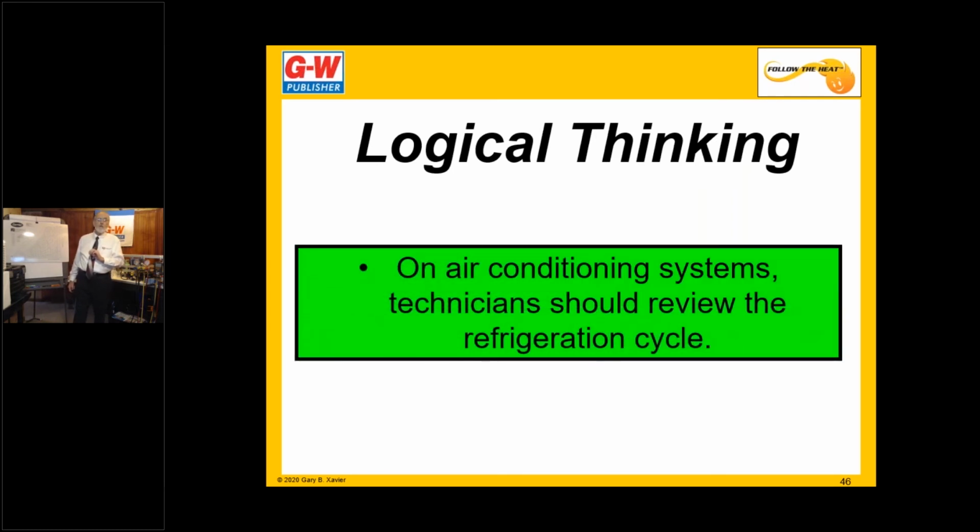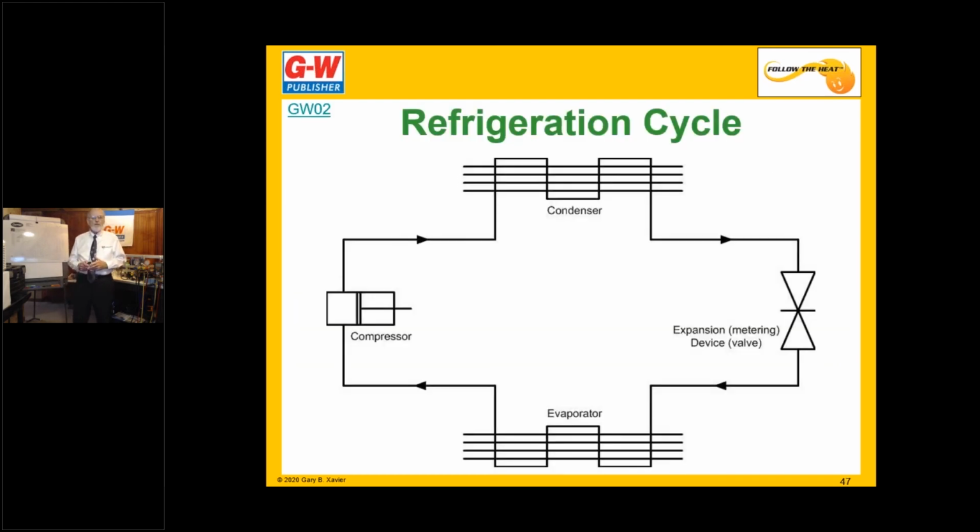Always start with an HVACR system with the refrigeration cycle, as you want to think logically through the system. Think about the refrigeration cycle: evaporator, compressor, condenser, metering device. That's our cycle. That's how we live in the heat transfer business.